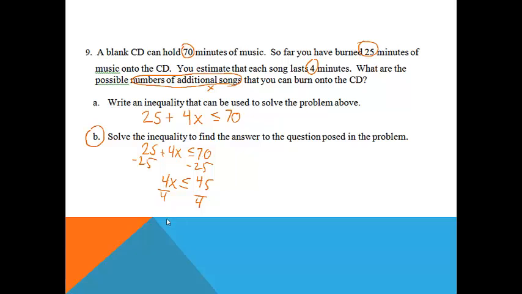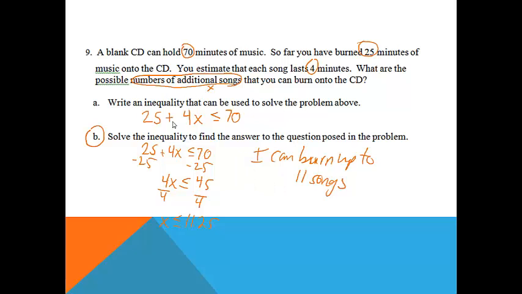And then I'll divide both sides by 4. I'll get x is less than or equal to 45 divided by 4, which is going to be 11.25. So when it asked, what are the possible numbers of additional songs that you can burn onto the CD? I'm going to say I can burn up to 11 songs, because obviously I can't burn 12 songs, since only 11 are going to fit. All right, so that's what I am going to put for my answer.